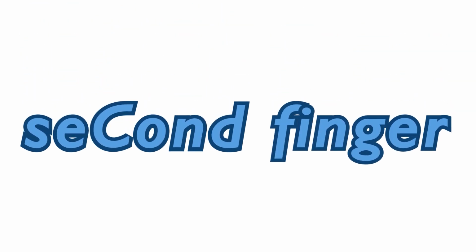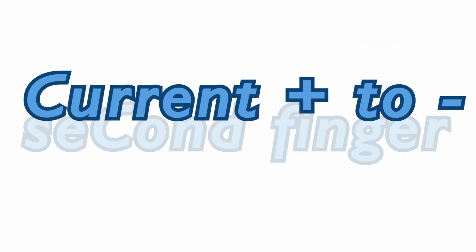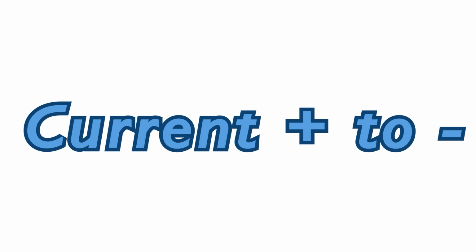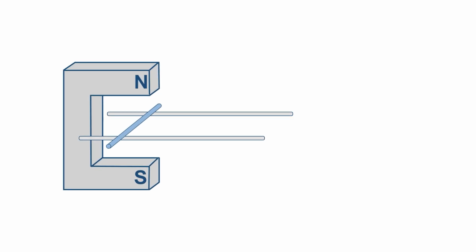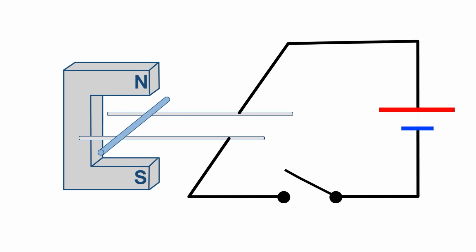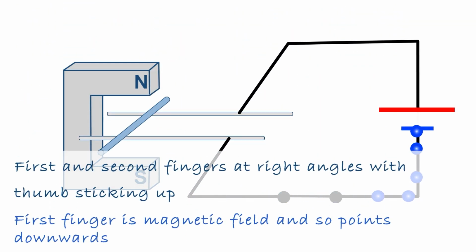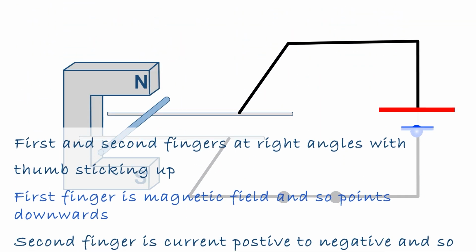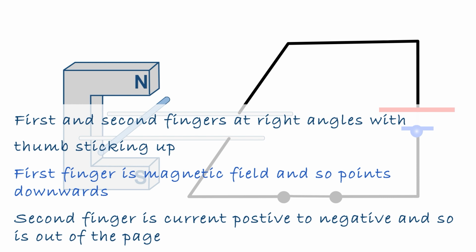The letter C in second tells us that the second finger points in the direction of the electrical current. This is always from positive to negative, as shown in the diagram here. And you can therefore see that the current appears to travel along the copper rod from the back of the diagram towards the front. So add something to your answer along the lines of second finger equals current, which is positive to negative, and so is out of the page.